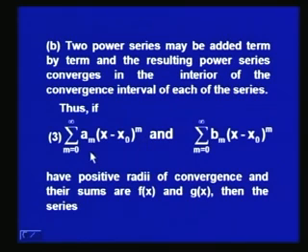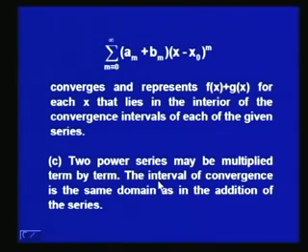Thus, if the series sigma m equal to 0 to infinity a_m (x minus x_0)^m and sigma m equal to 0 to infinity b_m (x minus x_0)^m have positive radii of convergence and their sums are f(x) and g(x), then the series sigma m equal to 0 to infinity (a_m plus b_m)(x minus x_0)^m converges and represents f(x) plus g(x) for each x that lies in the interior of the convergence intervals of each of the given series. The third property is that two power series may be multiplied term by term.